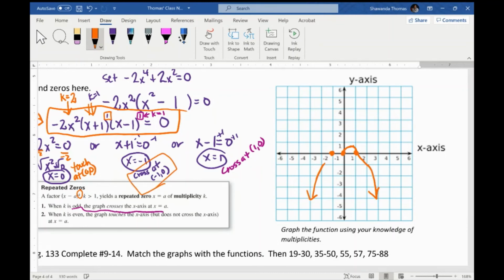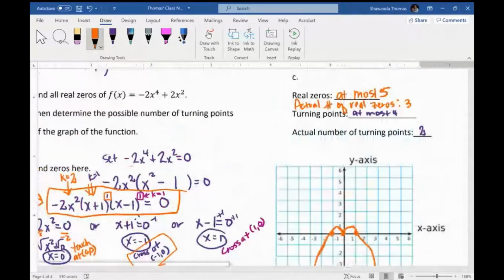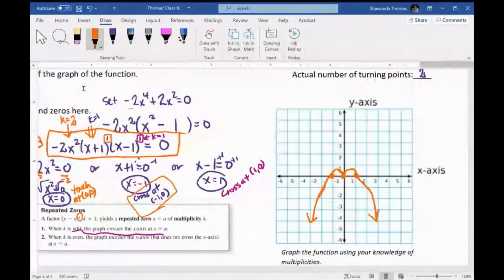Crossing. I'm going to go back up. I can't go down. I've got to go back up and cross through -1, 0. So if you put this in Desmos, you'll see it looks pretty much like this. Obviously, we did this by hand, so it's not as cute. But if you put this function in Desmos, then you'll see what the graph really looks like, and you'll see that that's correct.